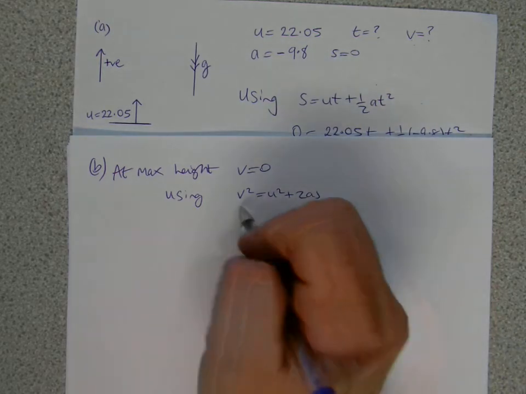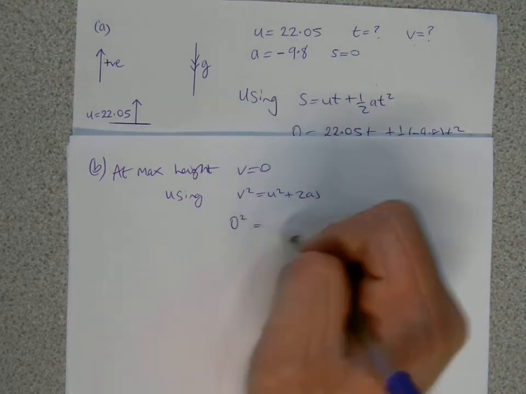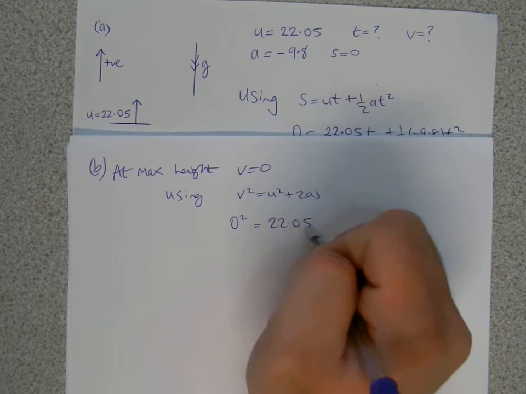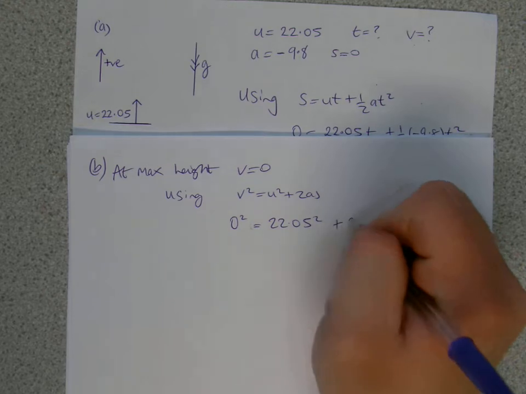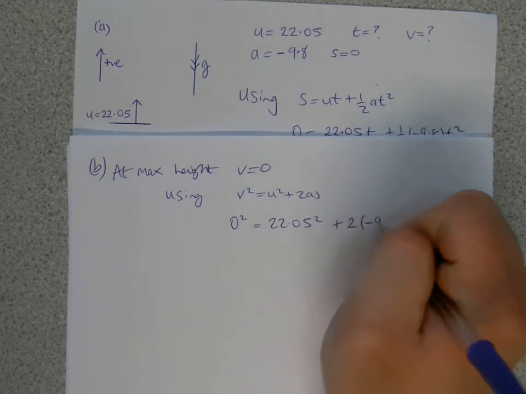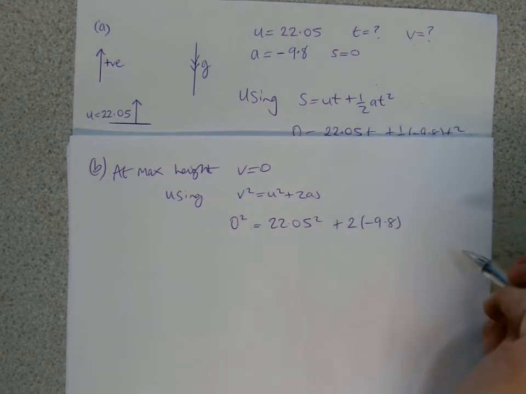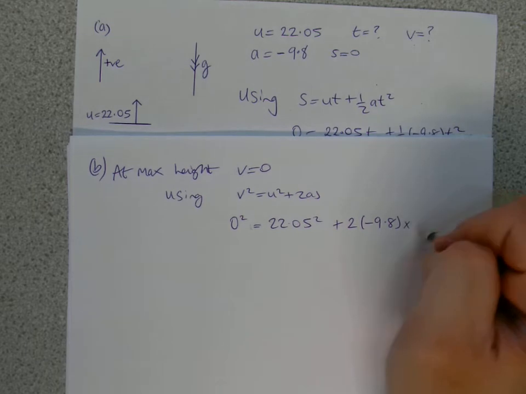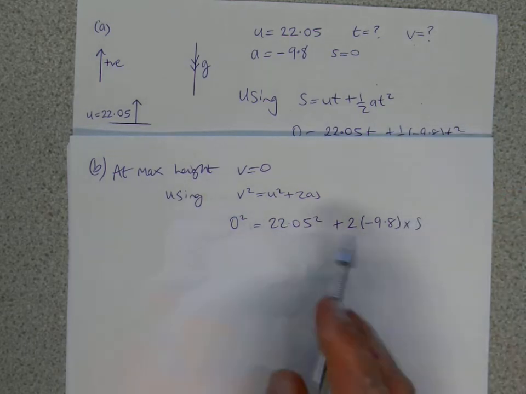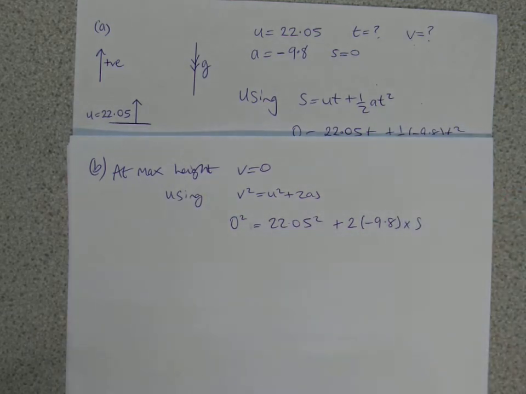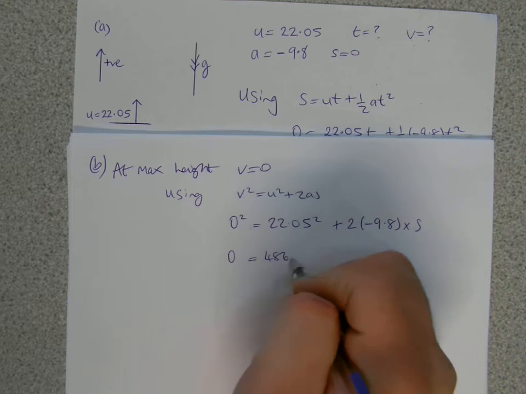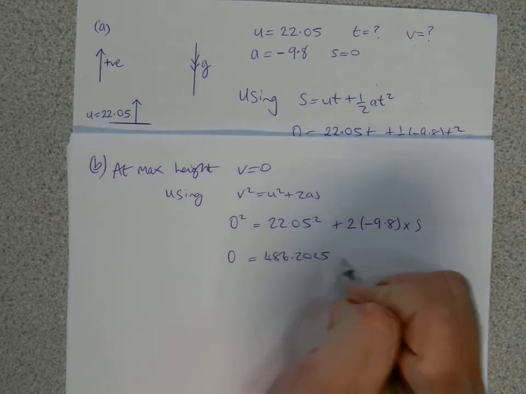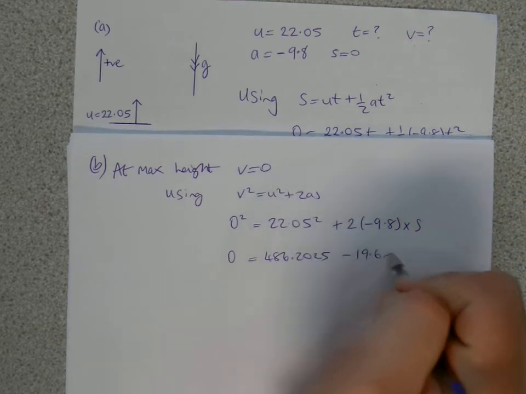So v will be 0, so it'll be 0 squared. u will be 22.05, so square that, plus then 2 times acceleration, remember it's working against it, so that's minus 9.8, and then times s. So then we can figure out these numbers. 22.05 squared is 486.2025, that's minus 19.6 times s.